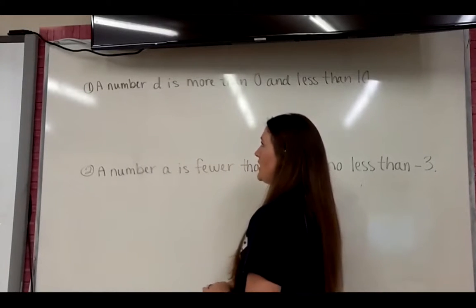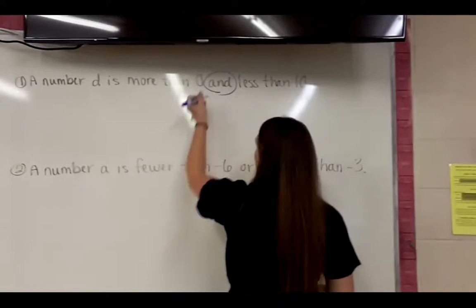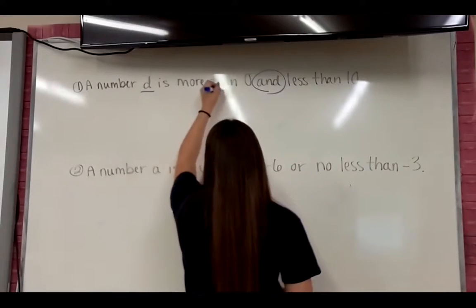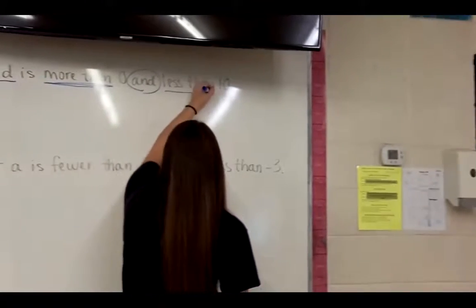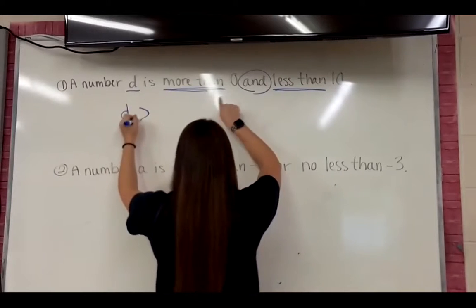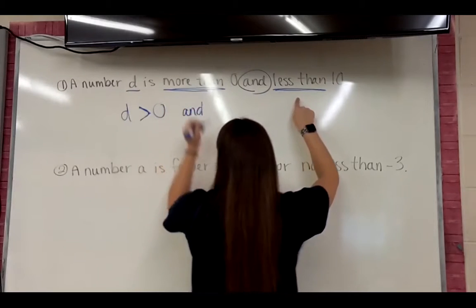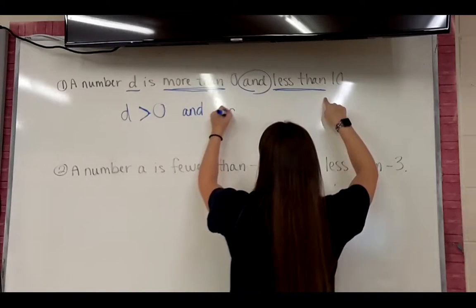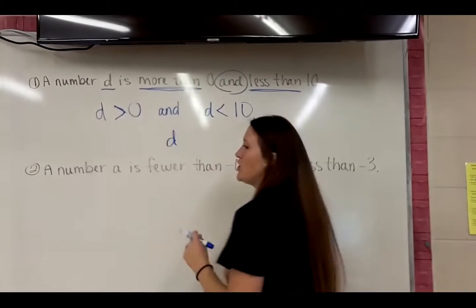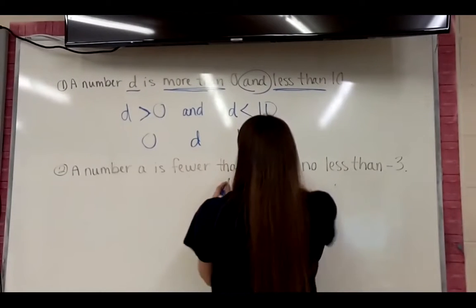So if I go back, number 1, a number D is more than 0 and less than 10. So keywords, we have and, so we know it's going to be that compound inequality. A number D is more than 0, and I'll go back and put them together, less than, so we're still talking about D, less than 10. So since it's an and, I have to put it with D in the middle. So you always put the smallest number on the left, biggest number on the right. So D is less than 10.